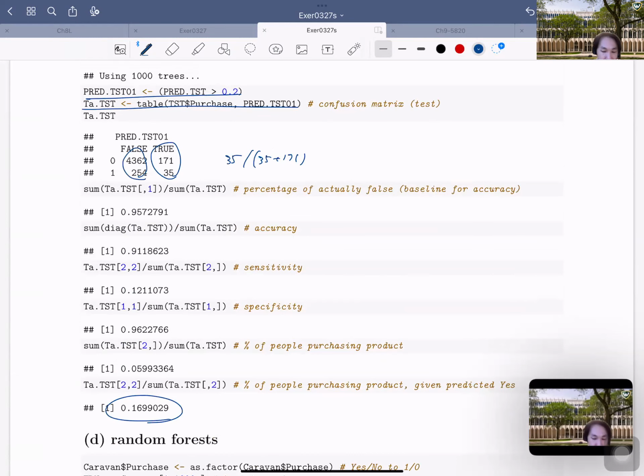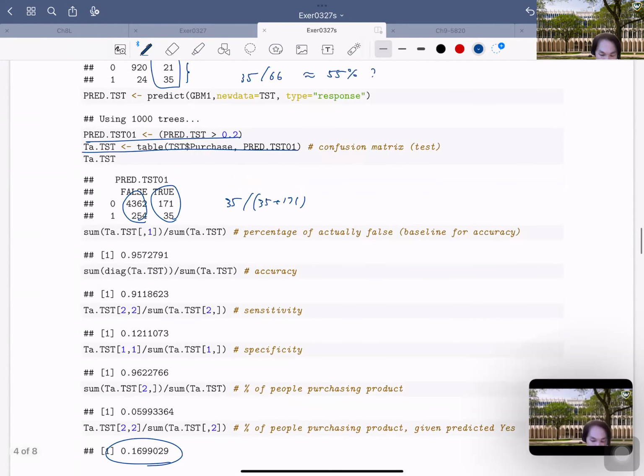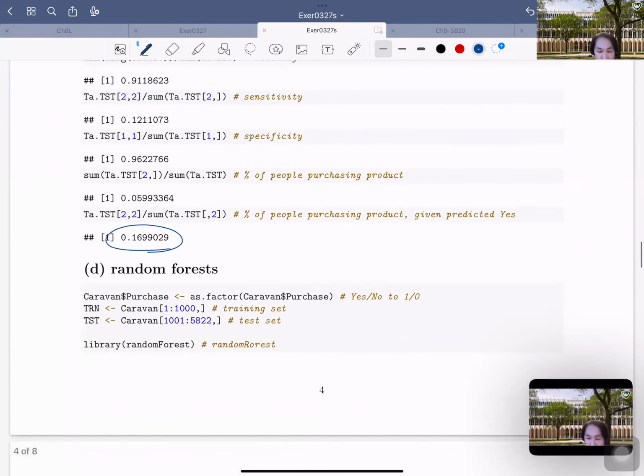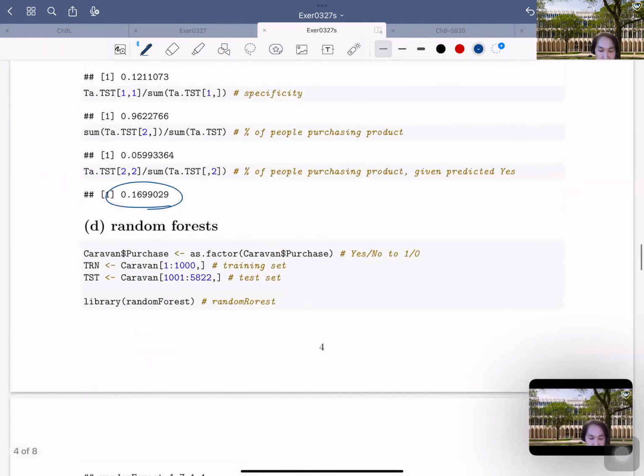So the other group, the predicted false group. This ratio is 254 divided by 254 plus 4,362. So that is only about maybe 3%, maybe more than that, maybe 5%. So much lower than this 70%. So it makes some sense to make a prediction, but this 20% threshold isn't really that reliable.